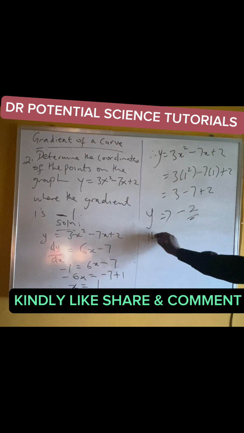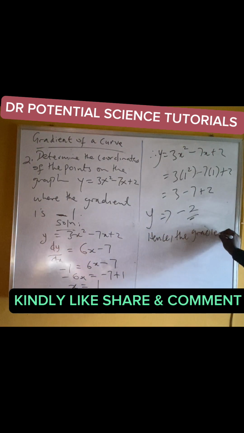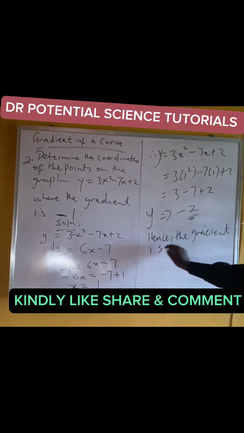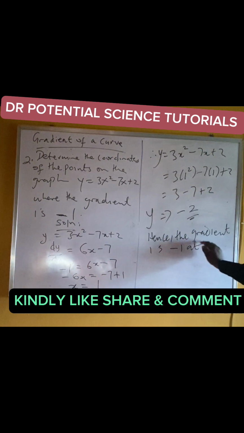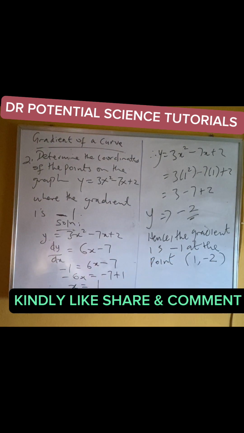So I say hence the gradient is minus 1 at the point 1, minus 2.